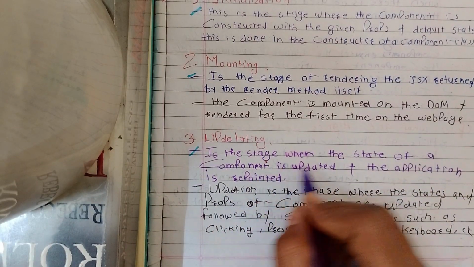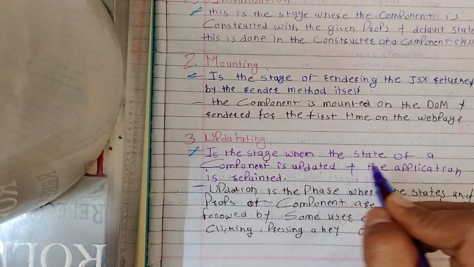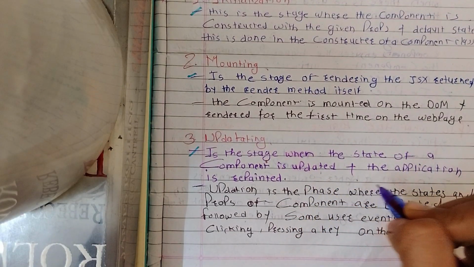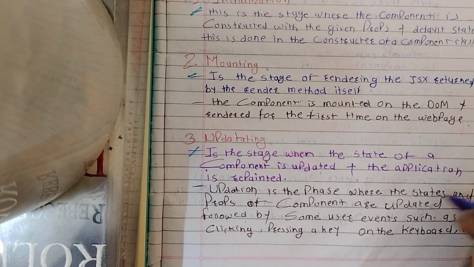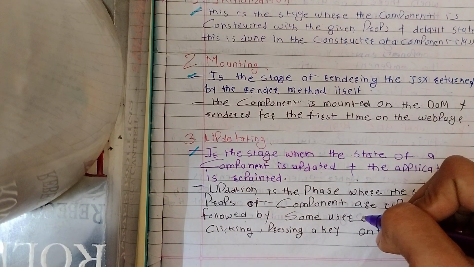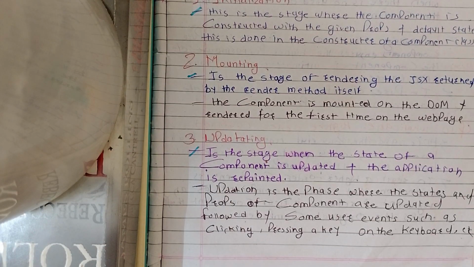So what happens in this stage when the state of a component is updated? The updating phase is where the state and props of a component are updated, followed by some user events. It provides methods for that, like clicking, pressing a key on the keyboard, clicking a button, or a form being submitted. Whatever happens, it provides methods for that.